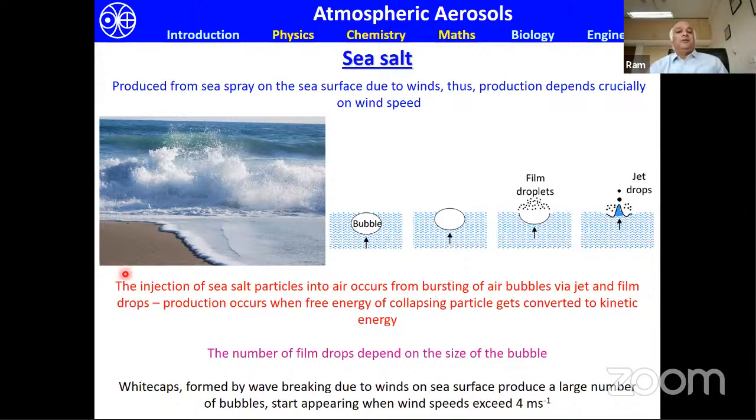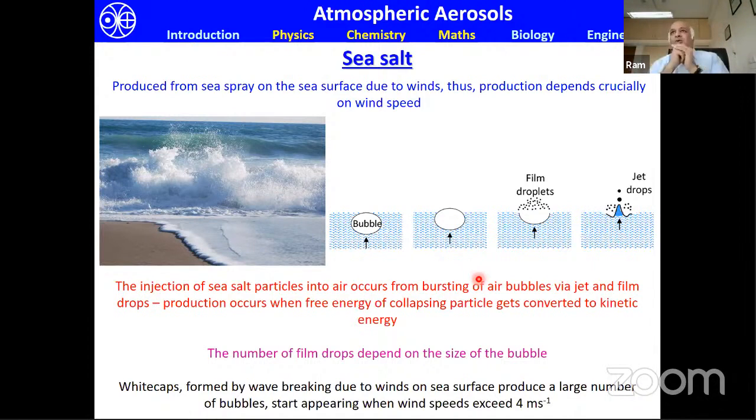Typically, the injection of sea salt particles into the atmosphere occurs from bursting of air bubbles via jet and film drops. This production of these particles occurs when free energy of the collapsing bubble gets converted into kinetic energy. The number of film drops that come out of this depends on the size of the bubble. The bigger the bubble, the more the number of film drops.